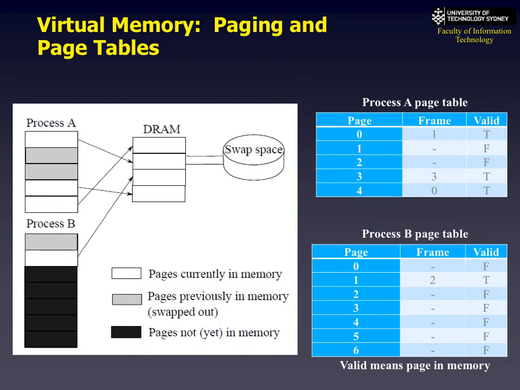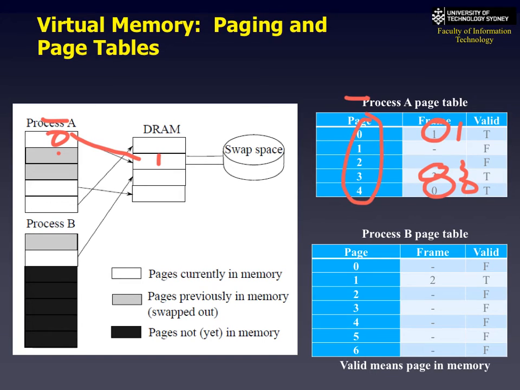Here's a worked example of the concepts I mentioned earlier. Process A. It actually has 5 pages of memory required. Okay, so maybe 5 times 4K. It's got 3 pages actually in physical memory. And this is the location. 1, 3, and 0. Let's take a look. Process A, its page 0 happens to be here.